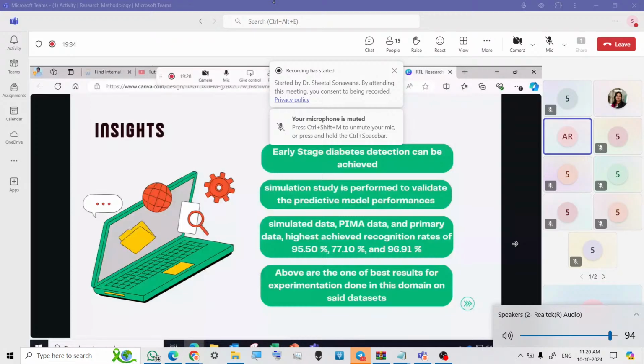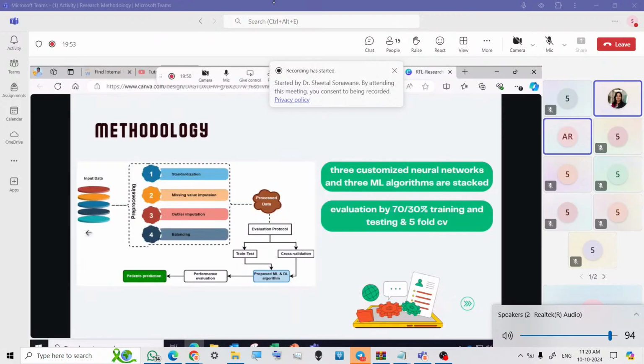Taking a pause over here, let me know if you are good with it. Okay. Abhishek, the technique which is used for data collection, can you just tell me what is the technique used?